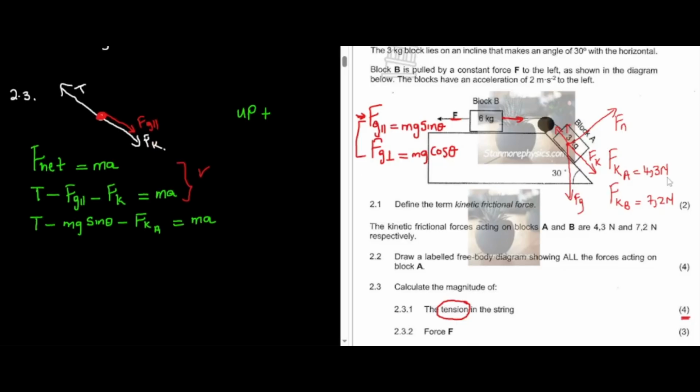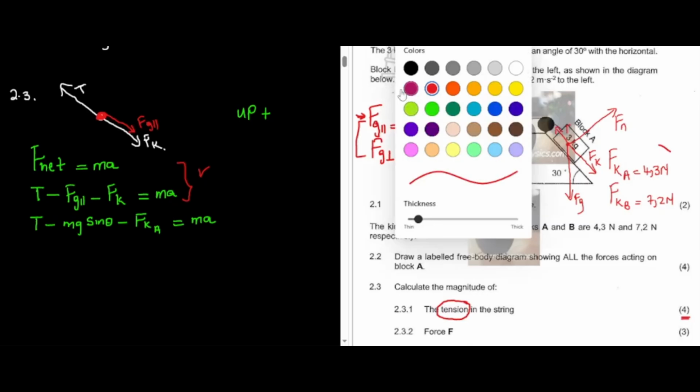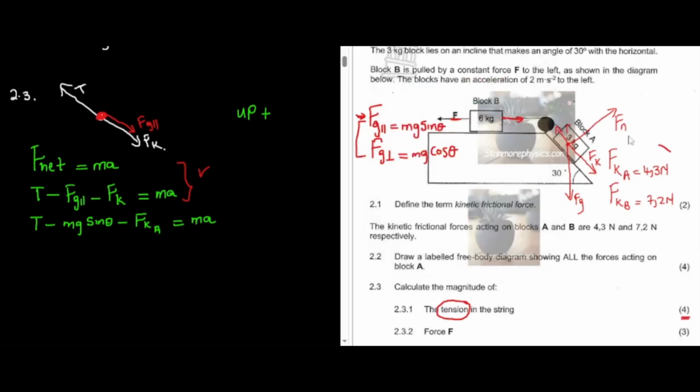Let's do the substitution. Remember, it was given that the Fk of what? If you check on this problem, it was given that the Fk of that block A was 4.3. So I can say this is my tension minus the mass of block A, which is 3, times 9.8, times the sine of that angle, this angle here, which is 30. So this will be the sine of 30 degrees. You minus the frictional force of block A.